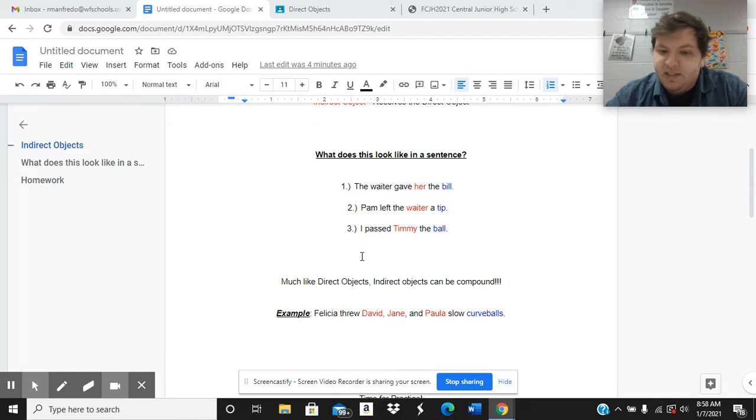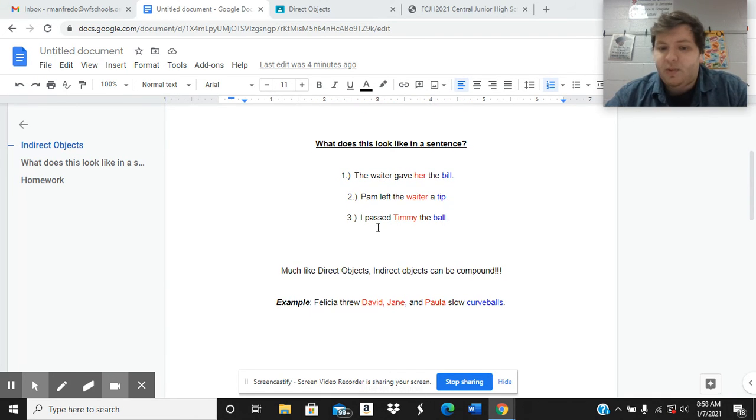Number three, I passed Timmy the ball. I passed what? I passed the ball, but I passed it to who? Well, I passed it to Timmy. Timmy received the direct object. The direct object received the verb, and so Timmy is our indirect object. He's highlighted in red here.